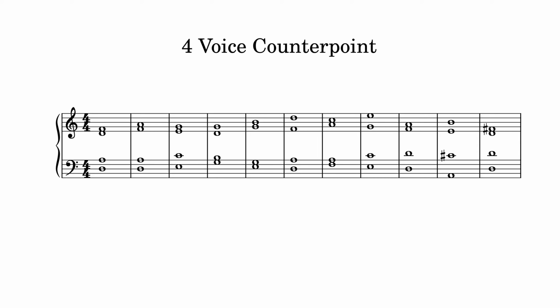You also need to check for parallel fifths, of course, as we see in measure 1 and measure 2 in the bass and tenor voice. We see 2 fifths in a row, but they're not moving in a parallel motion because they're staying in oblique motion, so this is perfectly fine.